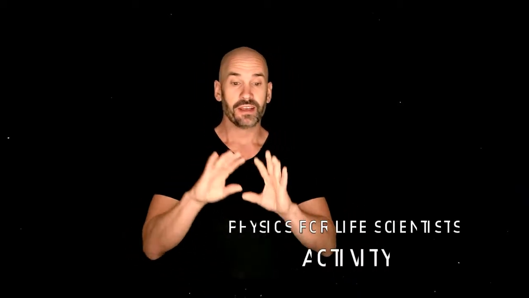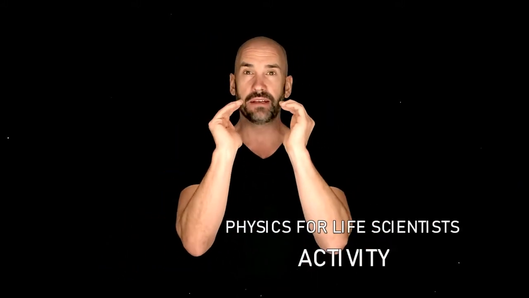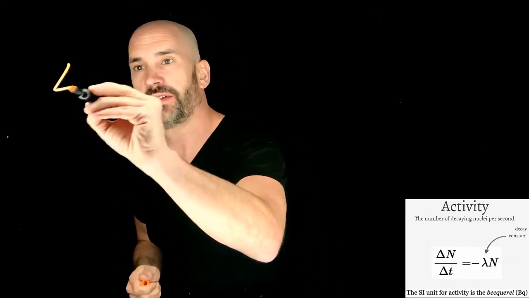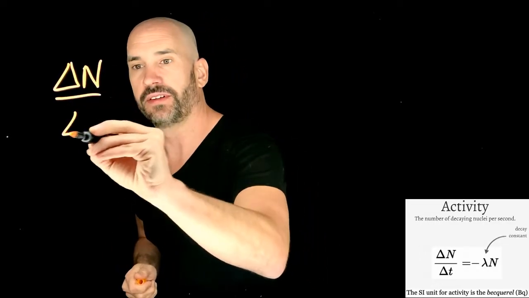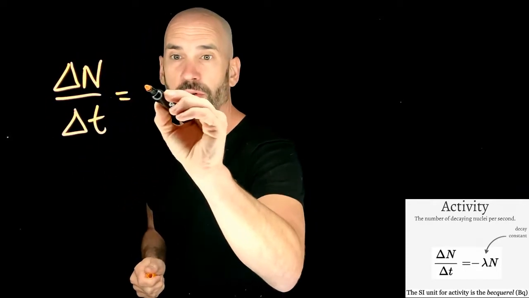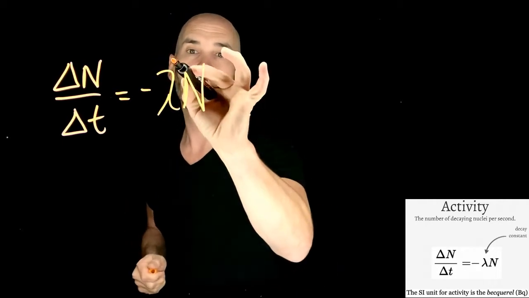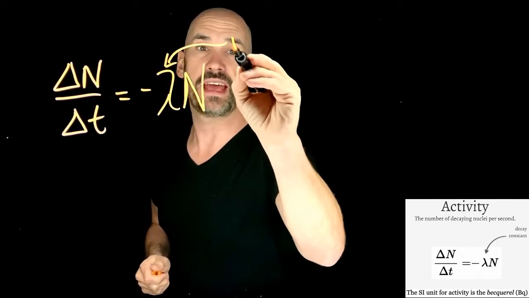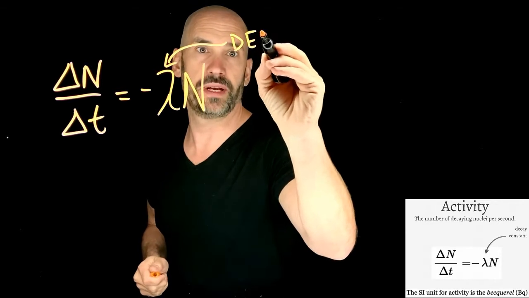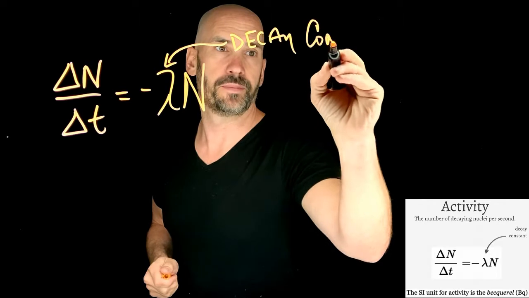Let's take a look at the activity of radioactive decay now. Activity is the actual number of decaying nuclei per second. In other words, it is this rate, delta N over delta t. That's a rate, and it is going to equal negative lambda times N. This lambda is not wavelength. It's called the decay constant, and we're going to talk more about that in a bit, but just know so far that this is this thing called a decay constant.